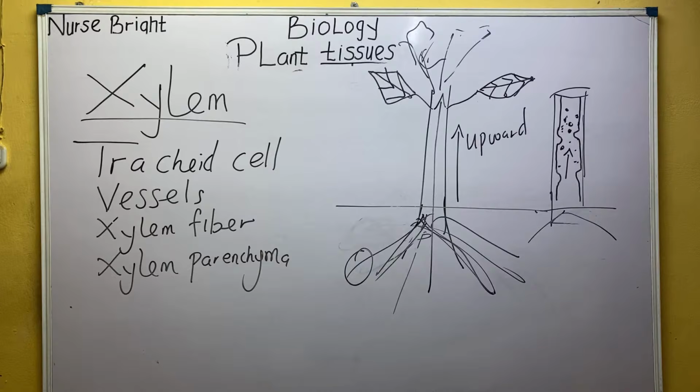Please note what I said about the xylem containing these four different cells. The first one is called the trachea cells, the vessels, the xylem fiber, and also the xylem parenchyma.